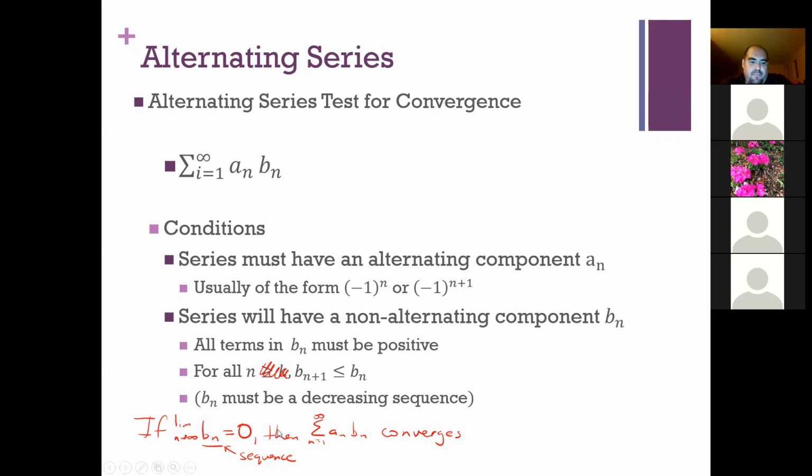So if all these conditions are met, then really all you're doing is looking at the limit of the non-alternating component. So any questions on this test so far?